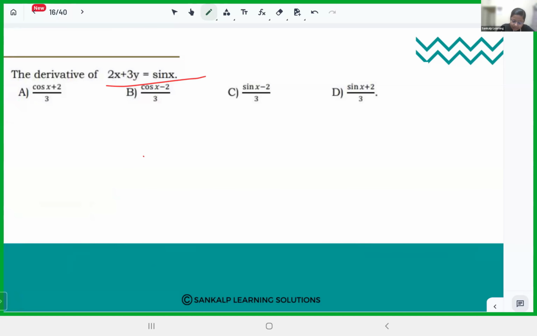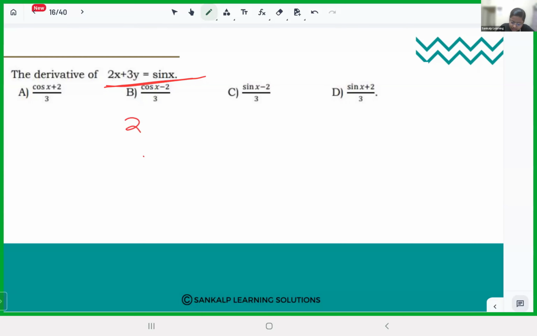Why is it an implicit function? Actually, you can apply explicit differentiation also, but we can easily find it using implicit differentiation. So how will you do that? 2x plus 3y equal to sin x. How will you do this?